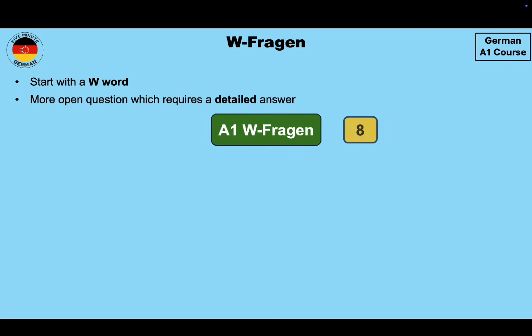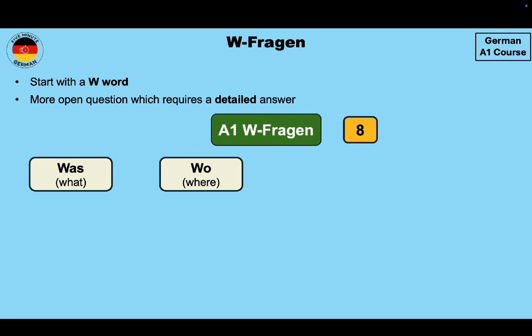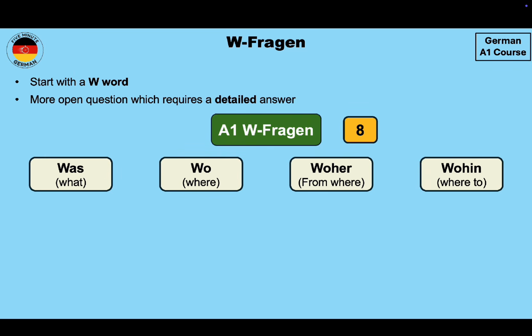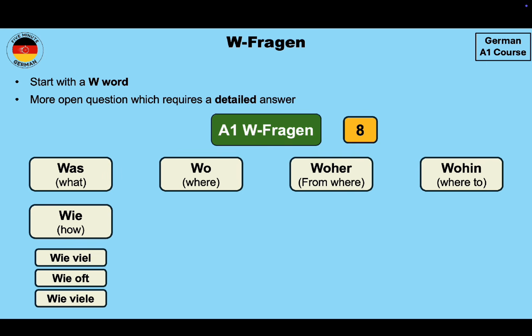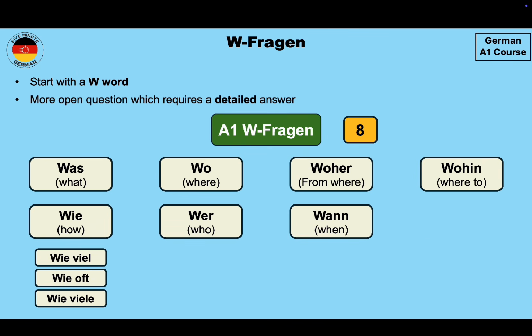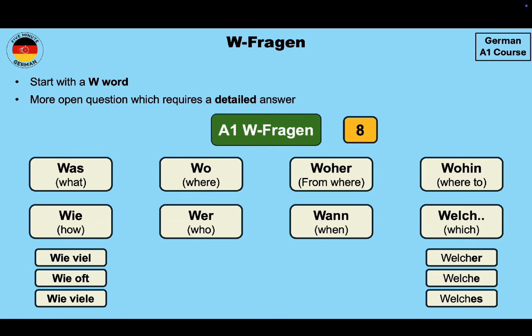So there are 8 main types of W-Fragen in A1. The first one is was, which means what. After that we have wo, which means where. Then woher, which means from where. Wohin, which means where to. Wie, which means how. And there are different variations of wie, for example, wie viel, wie oft, wie viele. We will take a look at them as well. Then we have wer, which means who, wann, which means when. And the last one is welch, which is welcher, welche, or welches, depending on the noun that comes after it.